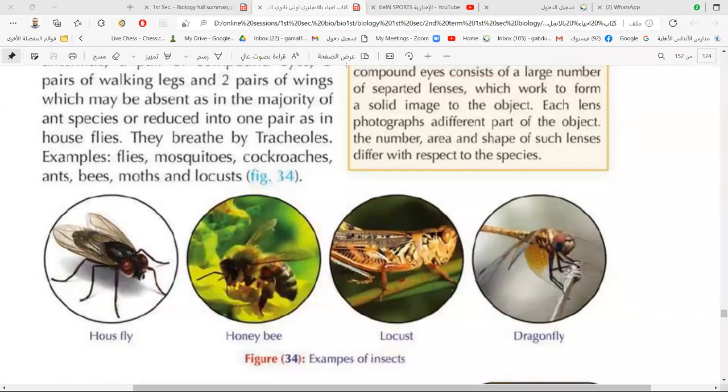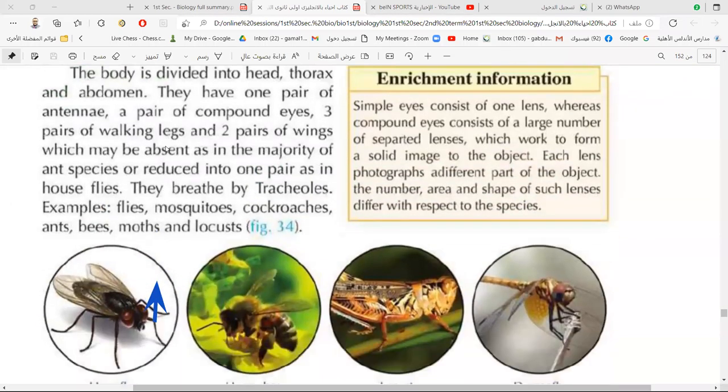The antenna is in front of the body in the head. As you see here, this is the antenna. It is used for smelling or tasting, for feeling. And they have three pairs of jointed legs, not four pairs like Arachnida. The insects have three pairs: one, two, three.